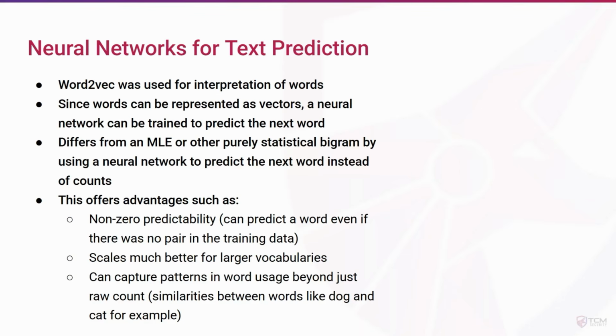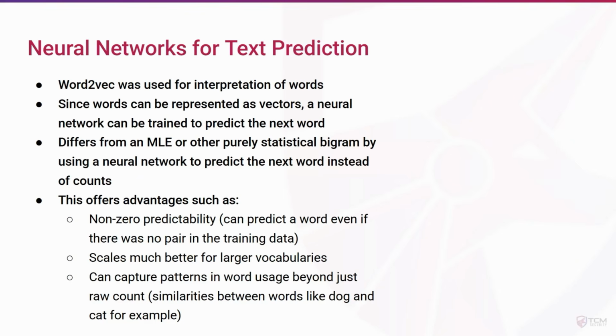So this offers quite a few advantages. The first one is that we can have non-zero predictability. For example, we can predict a word pair even if there was no such pair in the training data, because we understand the semantics of the word itself. As long as we saw other similar words, a neural network could predict a word that wasn't actually in a training pair. It also scales significantly better for larger vocabularies, because the data is stored in the weights and biases inside the model.